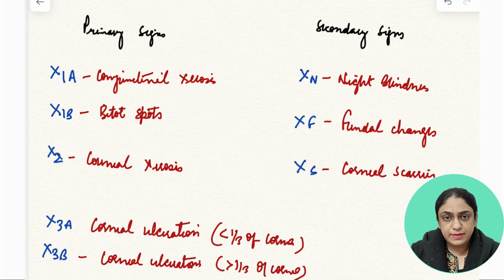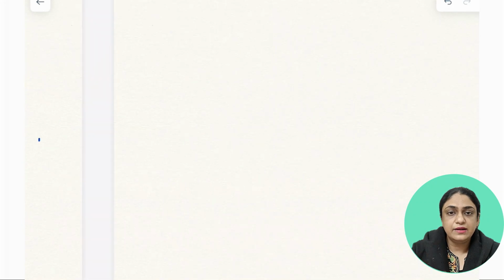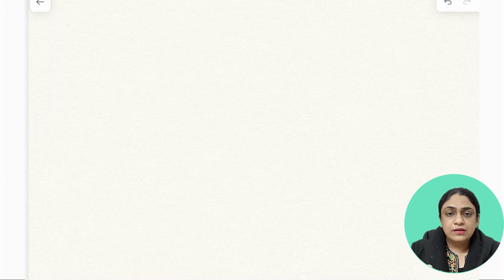Please remember which segment of the eye gets involved first in vitamin A deficiency. It is the posterior segment, because the earliest symptom is night blindness. The earliest sign is in the conjunctiva, but the posterior segment, the retina, is involved first, where due to defective dark adaptation night blindness occurs in the patient. So please remember this point.